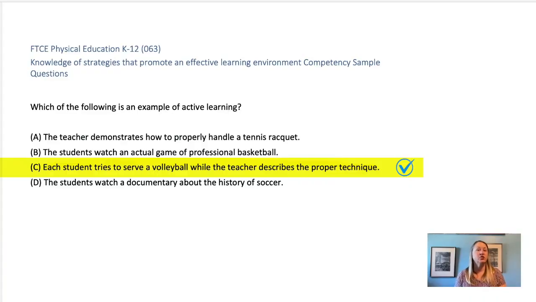Active learning involves the student's participation alongside their learning. The best practice of active learning is letting the students perform the necessary skills while guiding and correcting them.